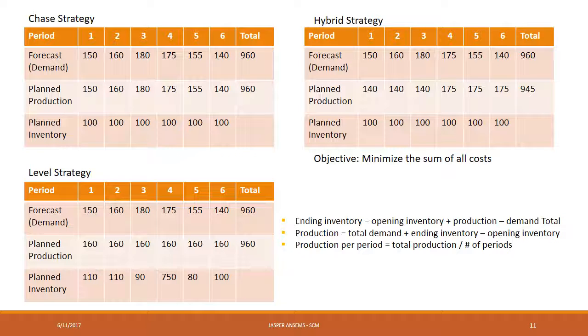The chase strategy is a demand matching strategy, so what's in the forecast is actually planned for the production. The level strategy is where you want to get a smooth planned production, more like the average in the production schedule. And there's also a hybrid strategy, and that's a combination of the chase and the level strategy.